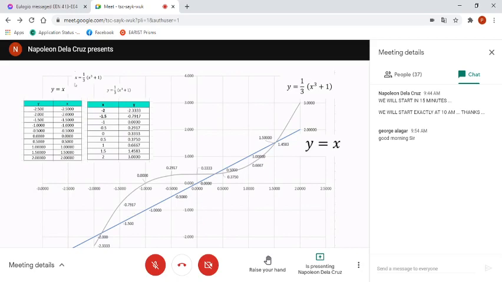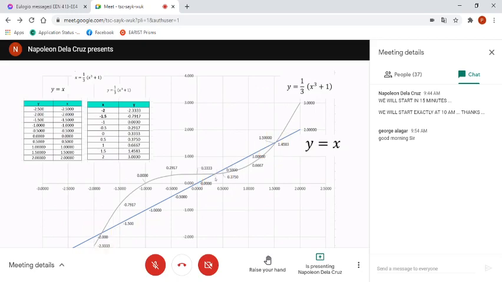So, pag may dalawa tayong equation, at nag-intersect sila, alam natin yan, ano? Pag may dalawa tayong equation, at pag nag-intersect sila, ang intersection is the root. The intersections are the root of the equations. Ulitin ko. Pag may dalawang equations, at nag-intersect, yung intersections ay roots ng equations. Okay? So, ilan yun? Isa, dalawa, tatlo.